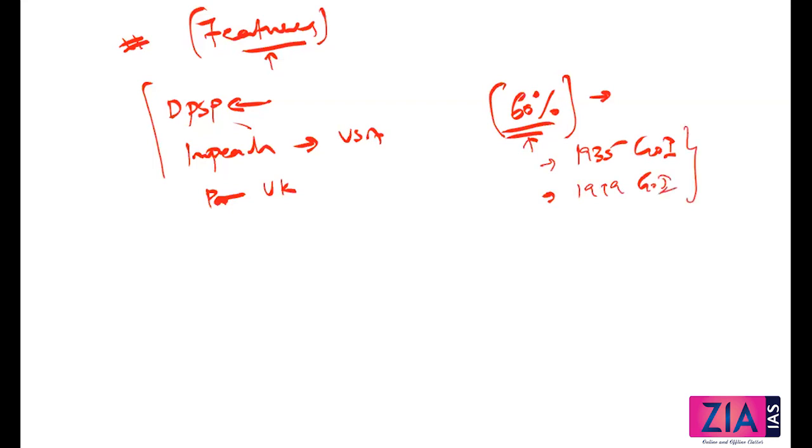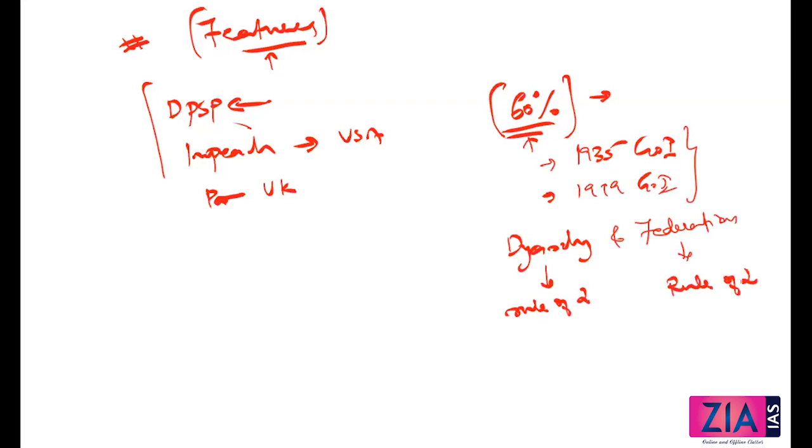Okay, so don't be confused with the concept of diarchy and federation. When we discuss diarchy, this is rule of two. Federation, this is also rule of two. So archy means rule, diarchy means rule of two, monarchy means rule of one, federation also rule of two. Okay, but in this case, rule of two at the same level.